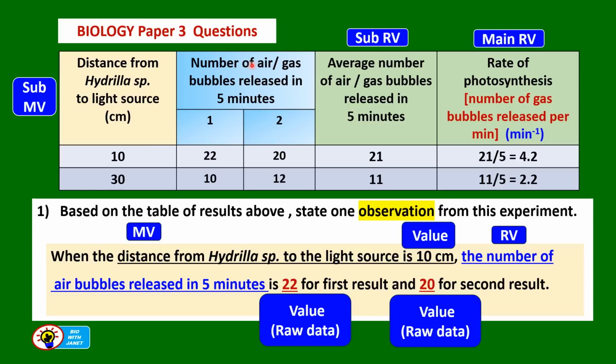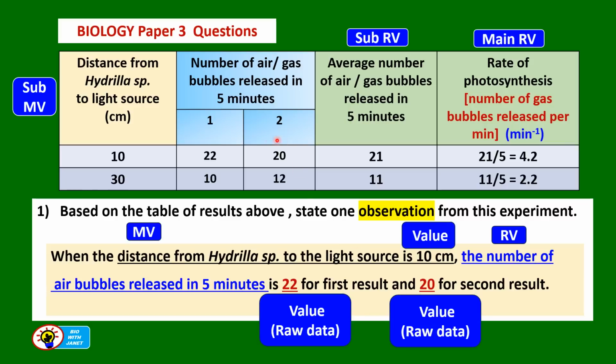And then next is the RV, which is the number of air bubbles released in 5 minutes. You must have the values or readings also, which is 22 here, and then 20. You can write bubbles also: 22 bubbles for the first result and 20 bubbles for the second result. The unit is not minutes. The unit is bubbles.